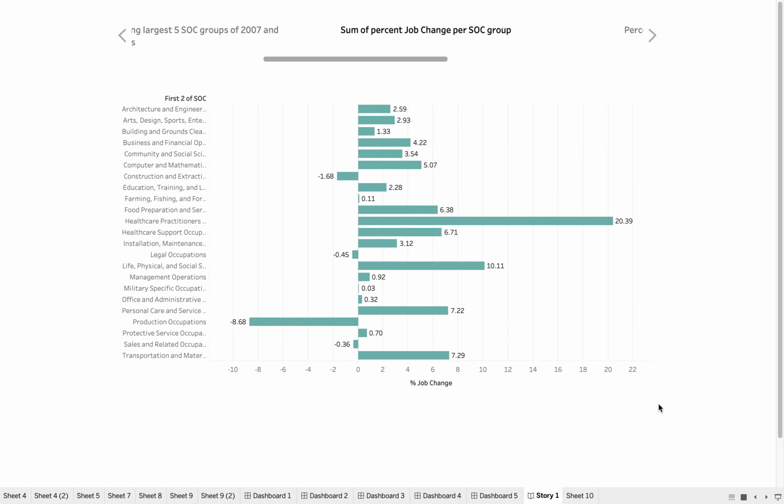My third graph is a horizontal bar graph stemming from the middle, showing the sum of percentage job change. The graph displays positive and negative values by going in either direction. It also shows outliers. Production occupations has a negative 8.68%, which is very low, and highest being healthcare professionals at 20.39. This can be because of technology replacing production jobs and the greater need for healthcare professionals with more health problems arising in our world.